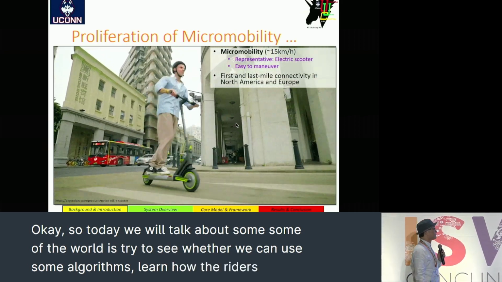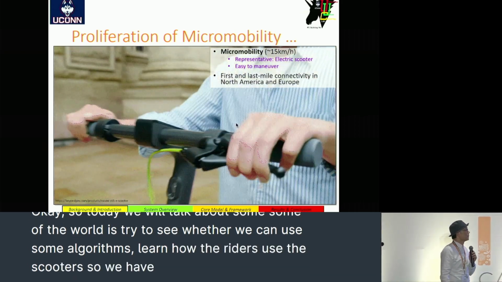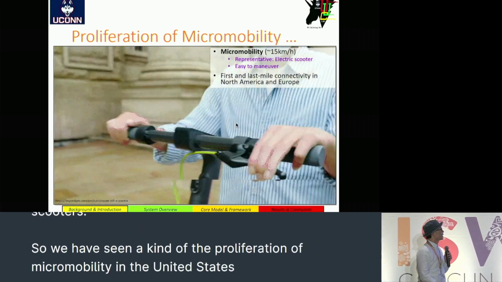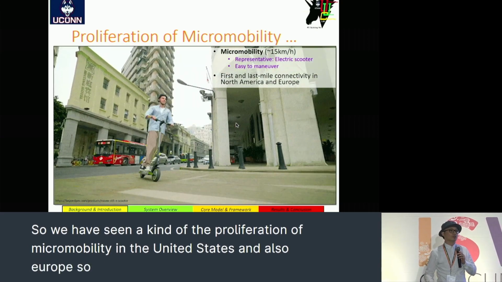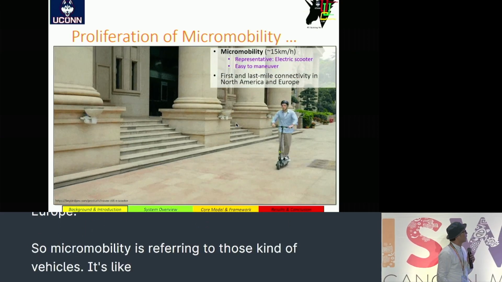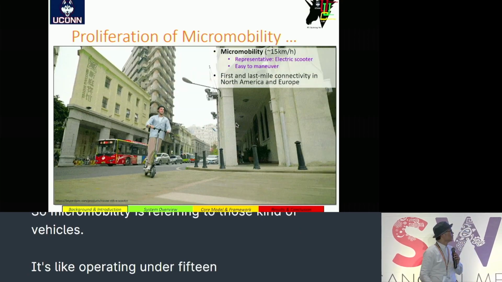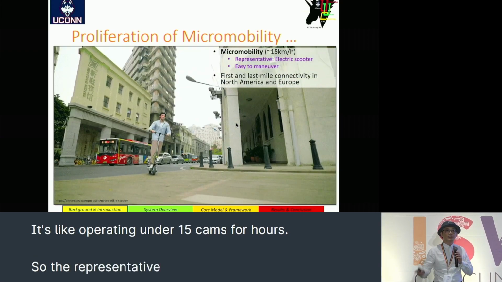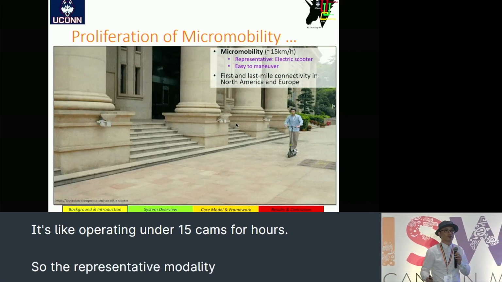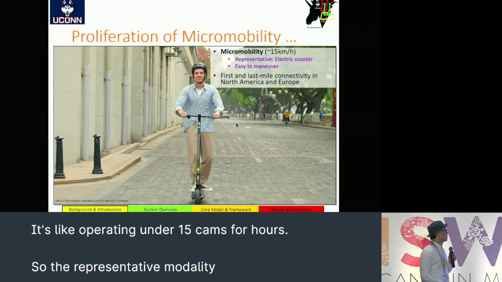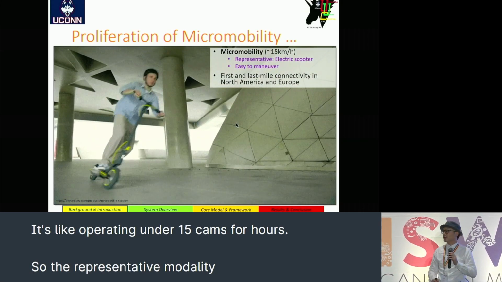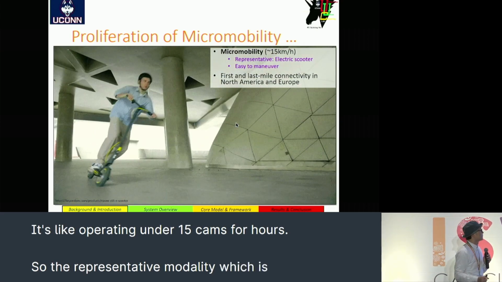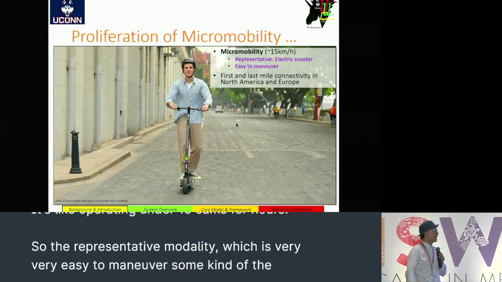We have seen a proliferation of micromobility in the United States and also Europe. Micromobility refers to vehicles operating under 15 km per hour. The representative modality would be scooters. They are very easy to maneuver and fast, and can provide first-mile or last-mile connectivity. So it is a convenient modality for you to ride, and I believe in Cancun I did see some scooters on the sidewalks.